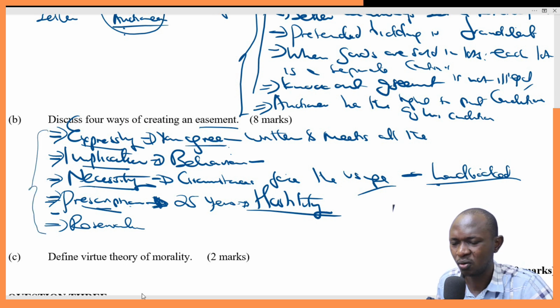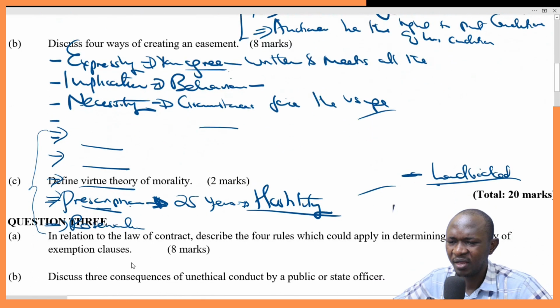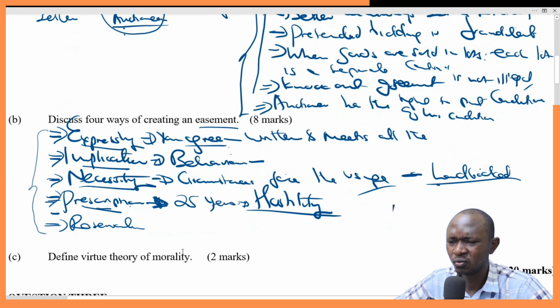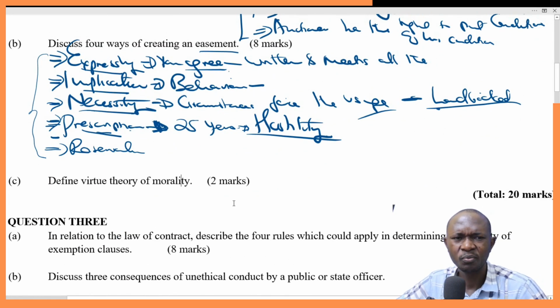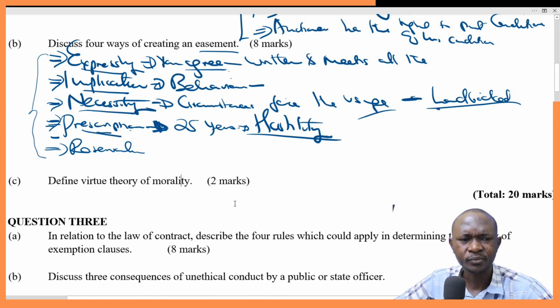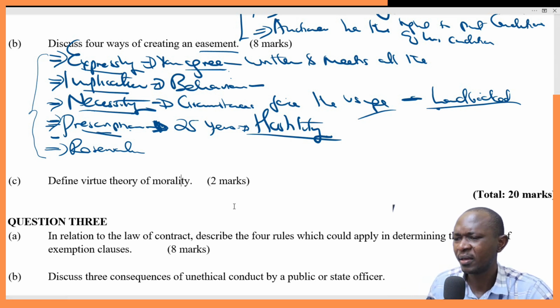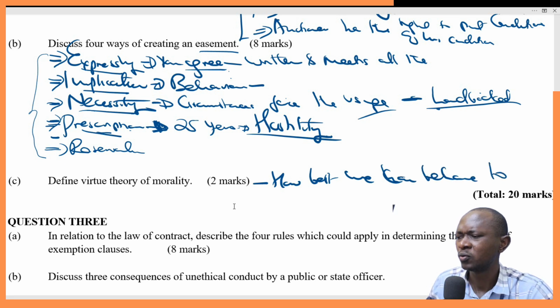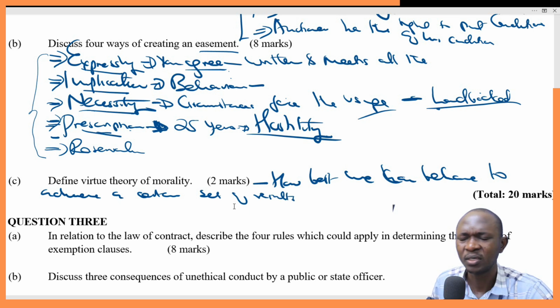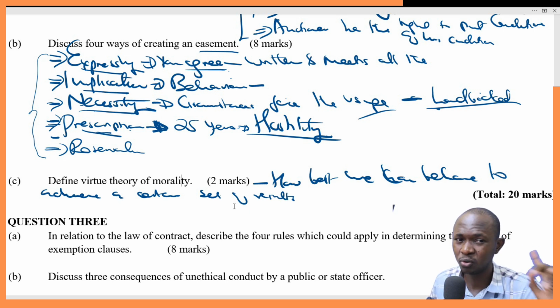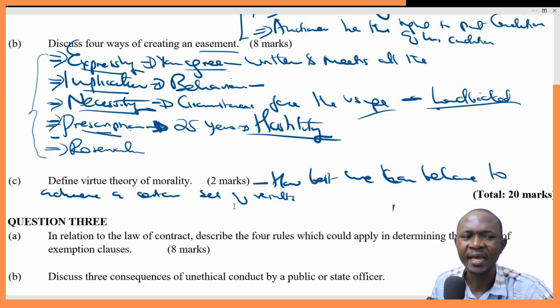Then, define virtue theory of morality. Virtue theory of morality is more of how best we can behave to achieve a certain set of results, as opposed to the rules that should guide us to achieve a certain set of results. So, as opposed to the rules.